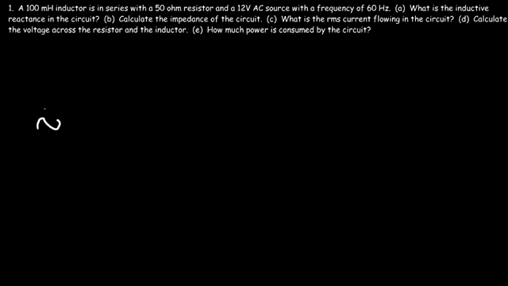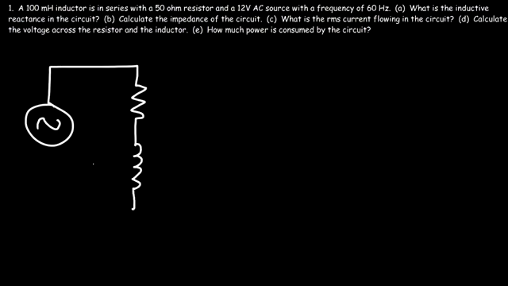So let's draw the circuit. So let's say this is the AC signal, and this is the resistor and the inductor. So we have a 12 volt signal and the frequency is 60 Hz. Now we have a 50 ohm resistor and a 100 millihenry inductor.